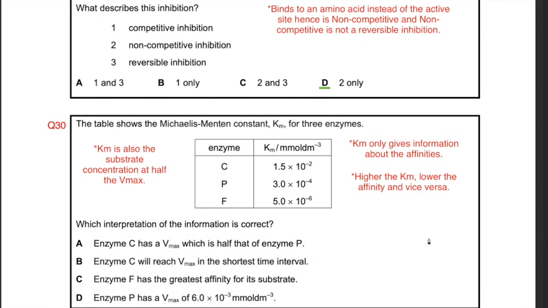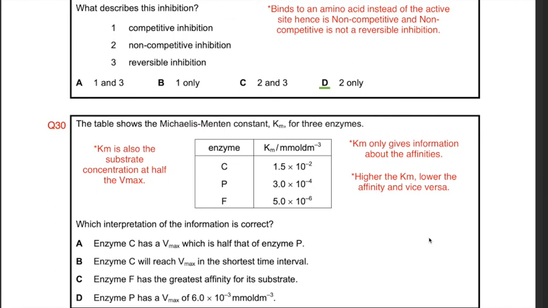Question 30. The table shows the Michaelis-Menten constant Km for 3 enzymes. Which interpretation of the information is correct? A. Enzyme C has a Vmax which is half that of enzyme P. B. Enzyme C will reach Vmax in the shortest time interval. C. Enzyme F has the greatest affinity for its substrate. D. Enzyme P has a Vmax of 6 times 10 to the power minus 3 millimoles per dm cube.